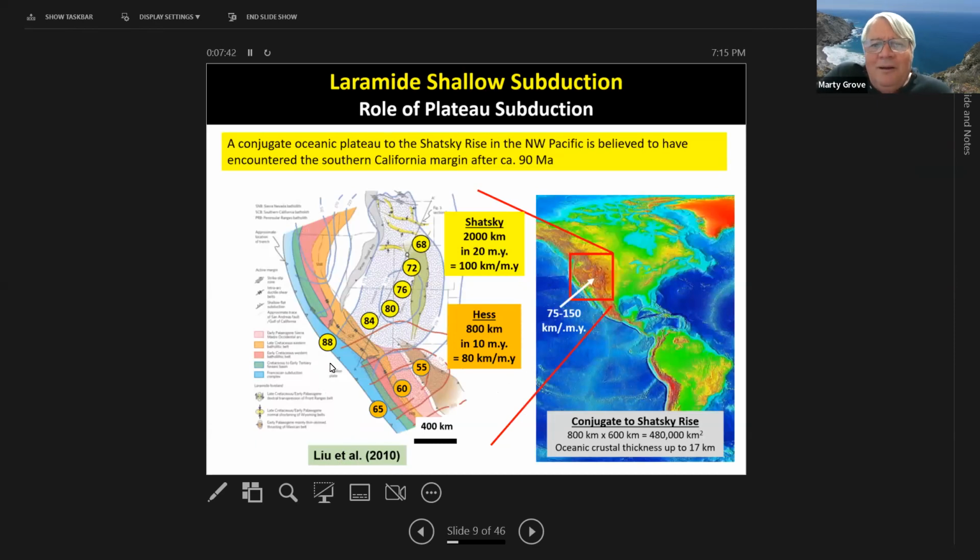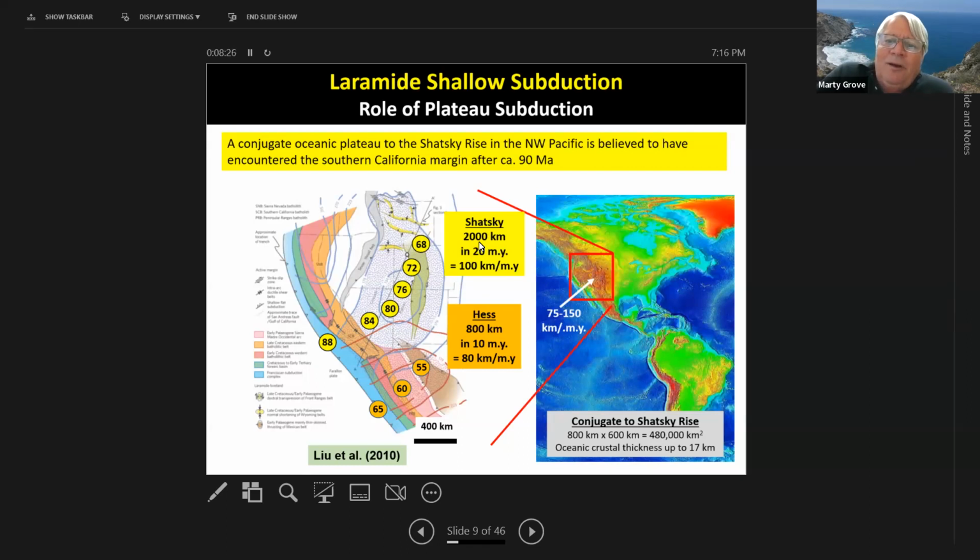The initiation of the flat slab subduction is believed to have corresponded with the advent of the conjugate of the Shatsky Rise, which is in the West Pacific region. So on the Farallon plate, its conjugate is believed to have arrived at the margin shortly after approximately 90 million years. And in approximately 20 million years, this feature has been subducted to the map position of South Dakota.